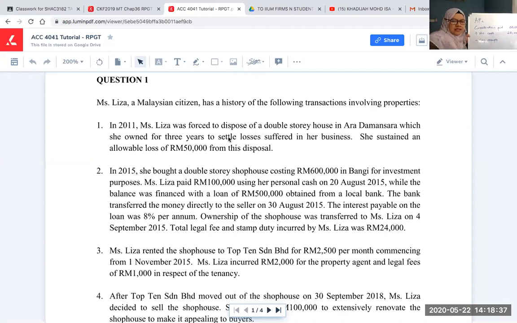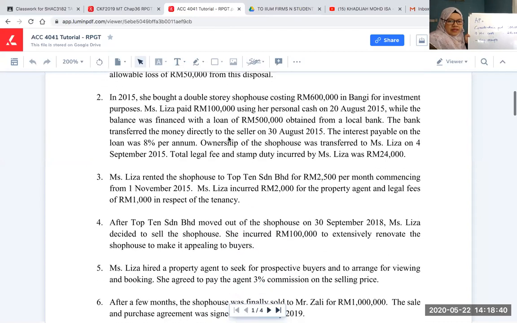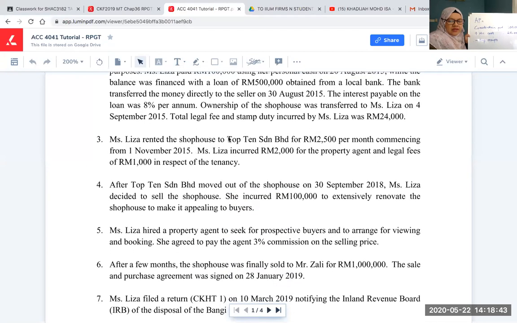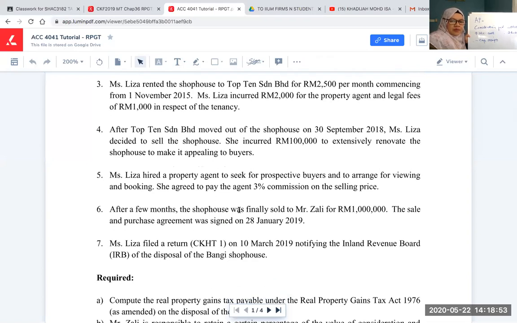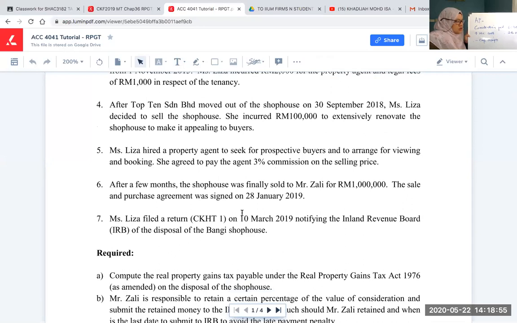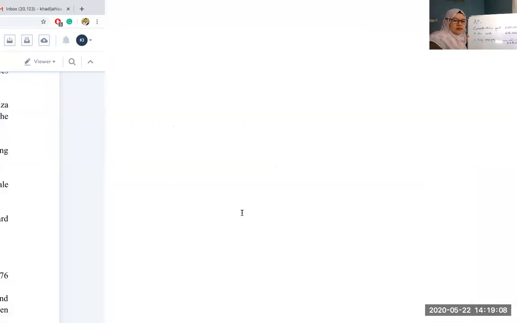Any capital receipts? So let's see, you rented out. Note number 4 is that you incurred renovation. So renovation will be part of your disposal price. And then you hired a property agent to dispose. This one is also your disposal price. After a few months, it was sold for 1 million. So there's no capital receipt. So this would be your acquisition price, 624,000. Okay, so that is your acquisition price.